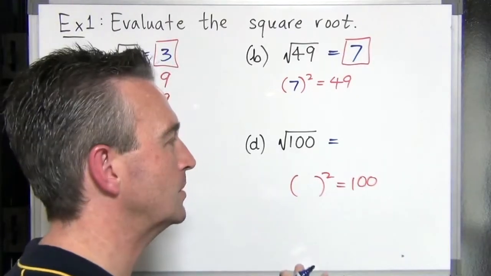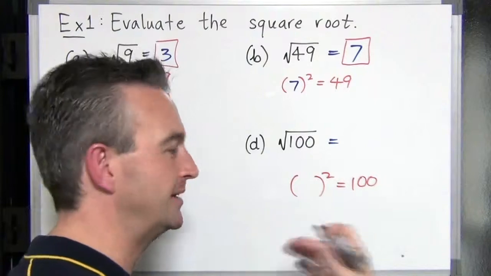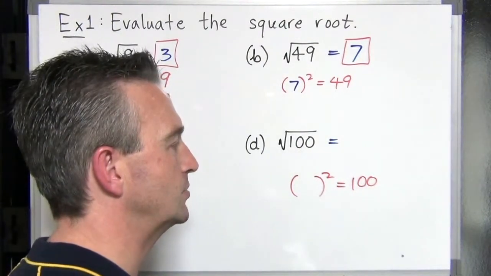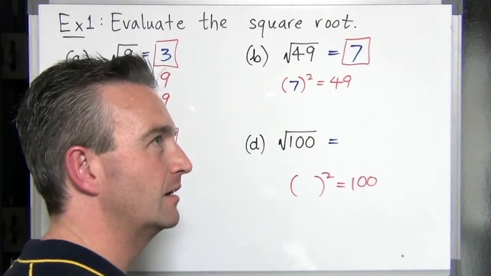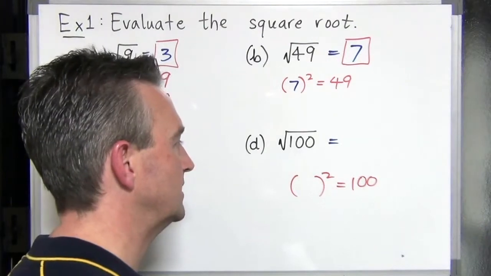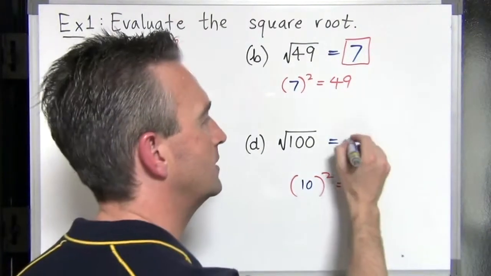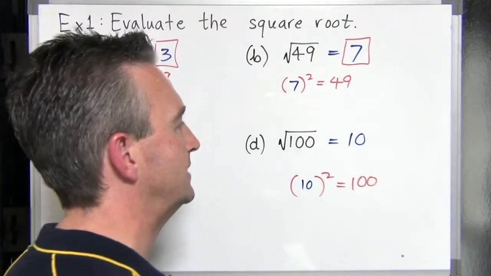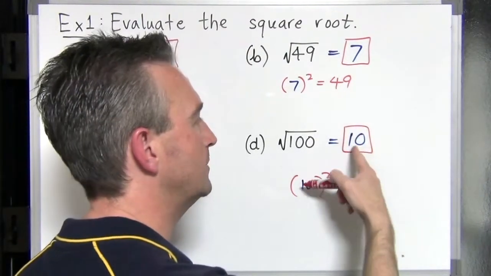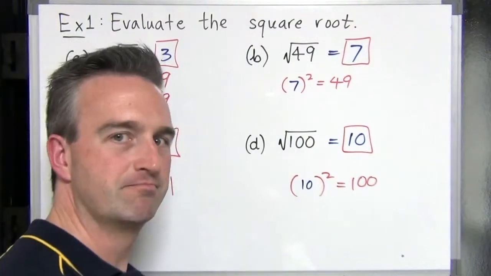We are not multiplying by 2, right? We are multiplying by itself. What number times itself is 100? 8 times 8 is 64? No. 9 times 9 is 81? No. 10 times 10 is 100. 10 squared is 100. Square root of 100 is 10. This number times itself equals 100.